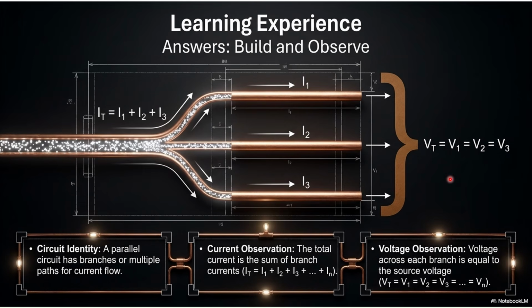But the voltage across each branch is equal to the source voltage. For the voltage, V total is equal to V sub 1 is equal to V2 and V3 and so forth. That is their difference when you measure the current or voltage in a parallel circuit.